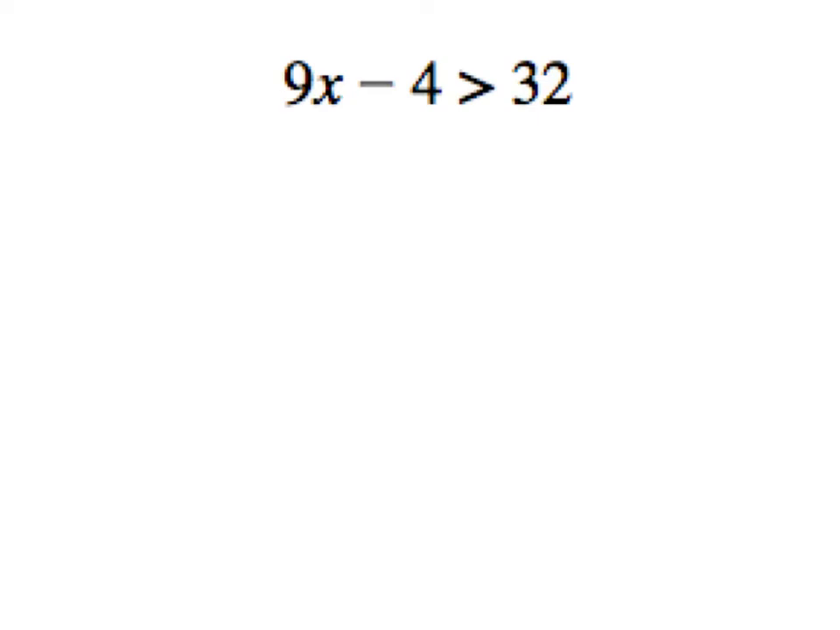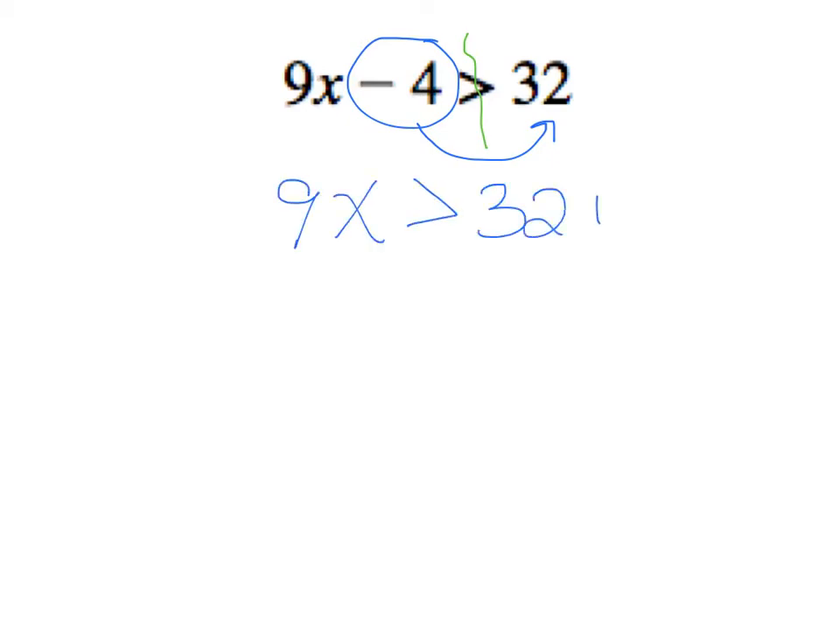So for this one, this is going to be a two-step inequality. You want to treat this as if it was just an equal sign, so draw the wall through the inequality. We want letters left, constants or numbers on the right. So this -4 needs to come right. That would be 9x is greater than 32 plus 4. So then this will become 9x is greater than 36.